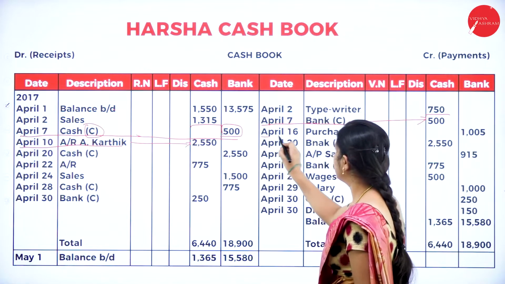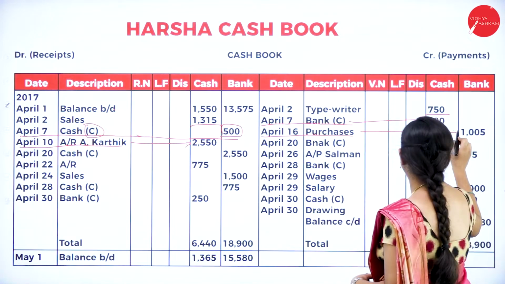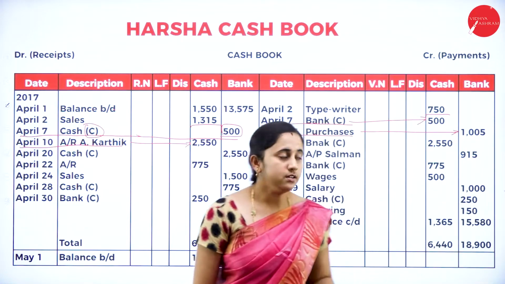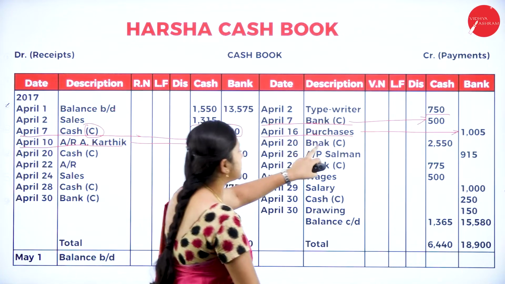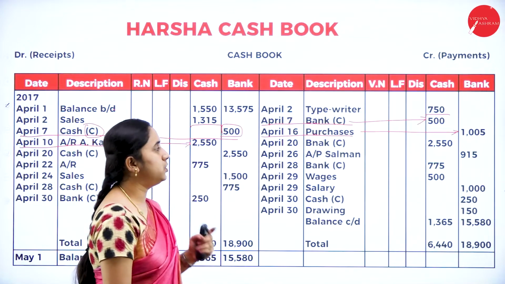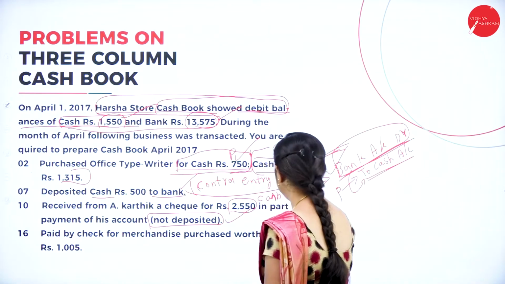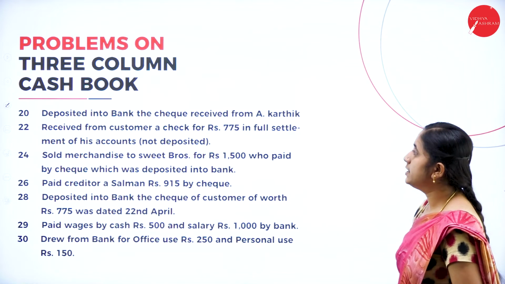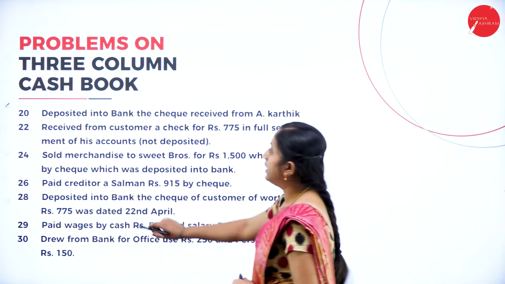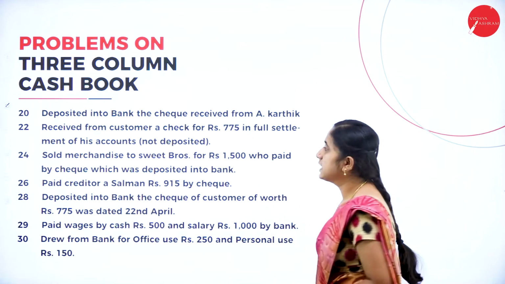April 16, purchase and paid by bank. So the amount goes in the bank column, rupees 1005. April 16, purchase and paid through check, so the amount should be written in the bank column. This transaction is finished. Then April 20th, deposit into the bank the check received from Karthik.